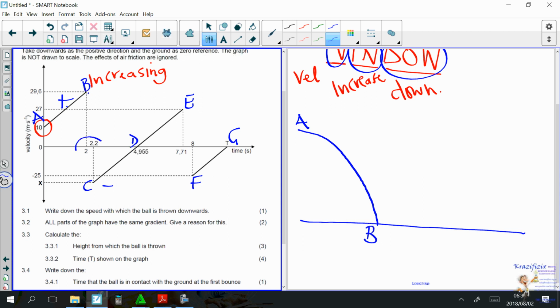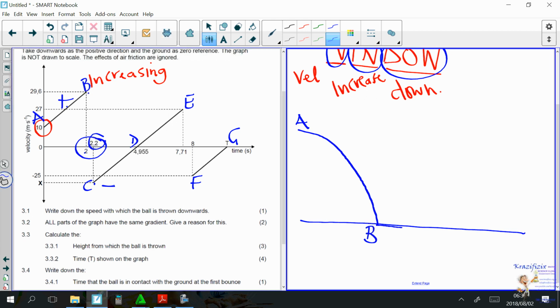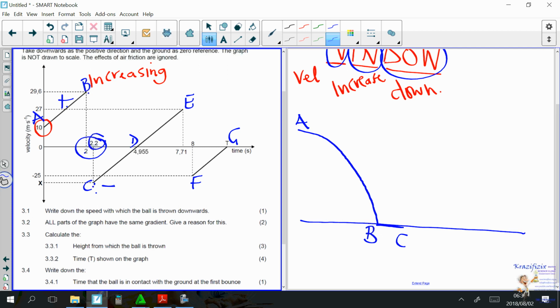Look at the time frame here. It hits the ground at 2 seconds and leaves the ground because it's now negative, changing direction at 2.2. What happens? It means it spends a bit of time on the ground. So the object is here. So I have my C here. So what happens to C? It's negative, right? Now what's happening to the object?